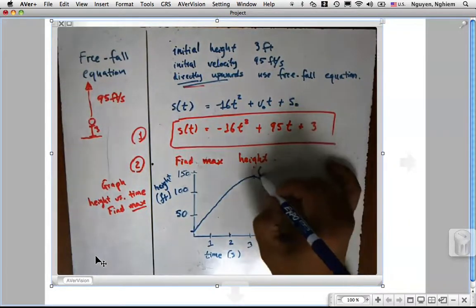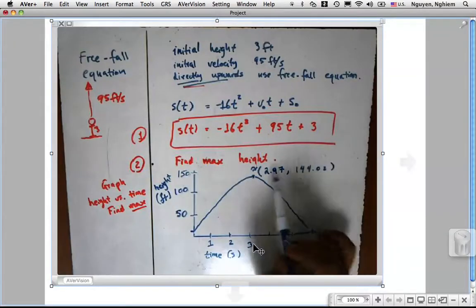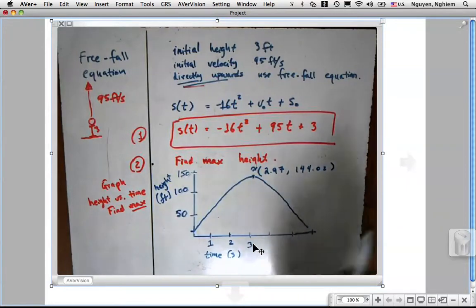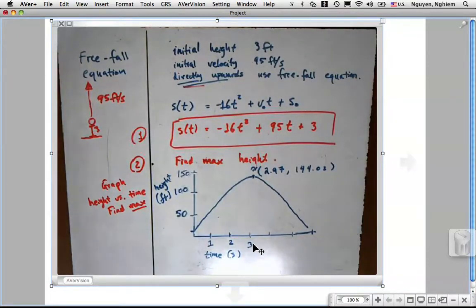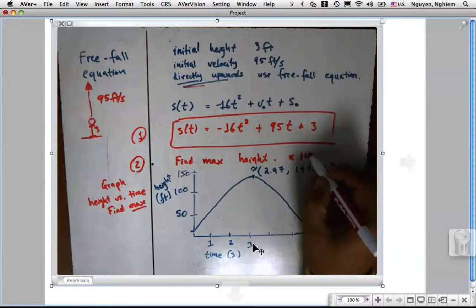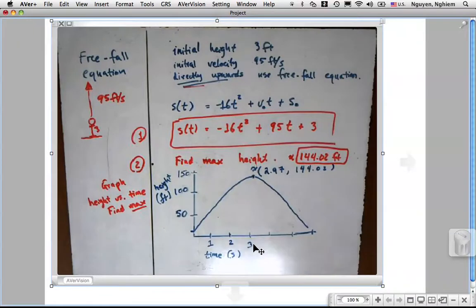So I know that this maximum point here from my calculator, it tells me is 2.97 and about 144.02. So it's approximate. So I've labeled this point here on my graph 2.97, 144.02. So my answer is that the maximum height is approximately 144.02 feet. So it's going to reach that height, and then it's going to start falling back down to earth, to the ground. All right, so I've answered that question.